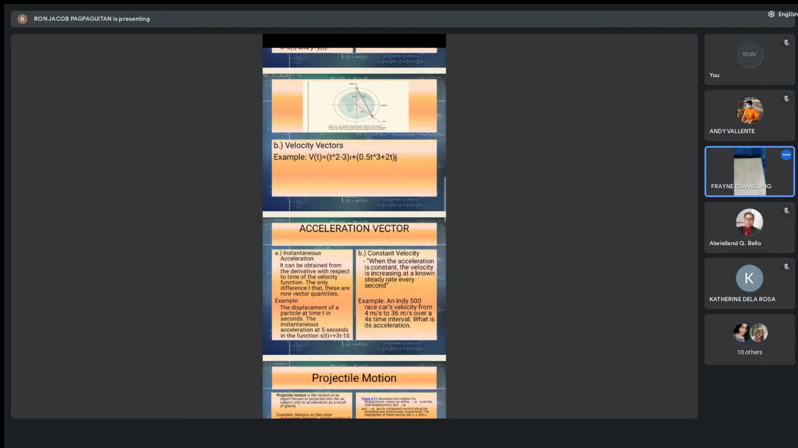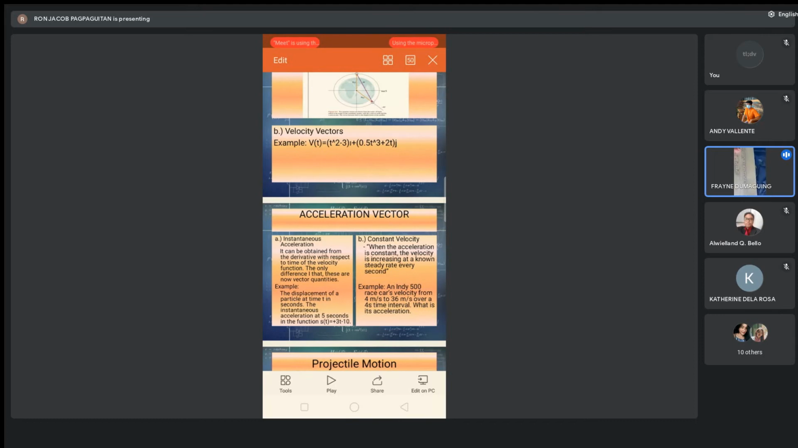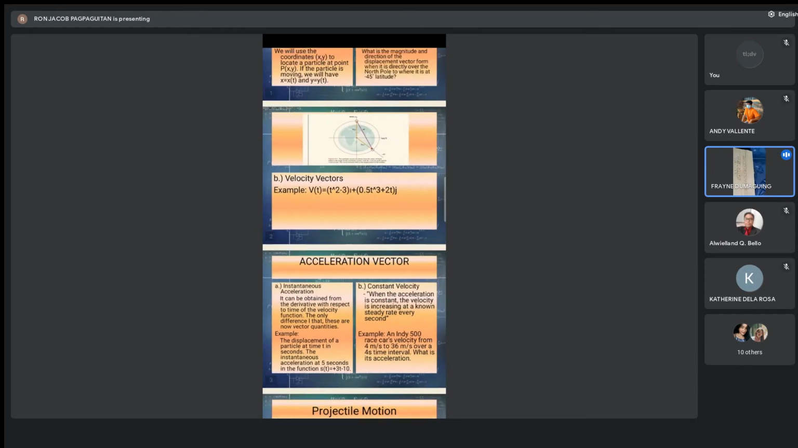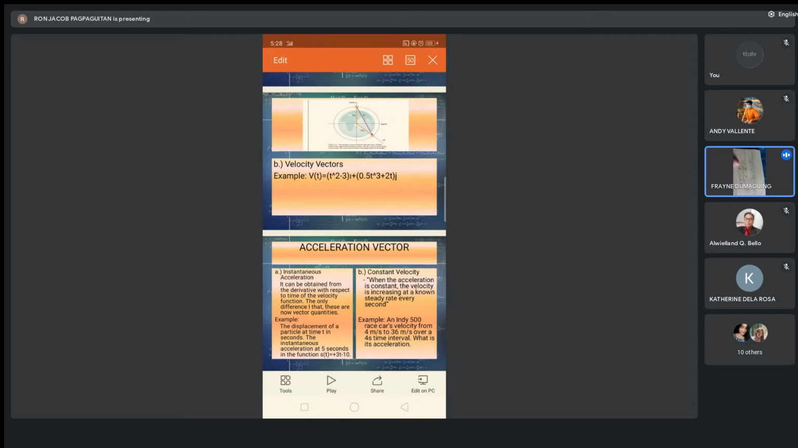So I have here an example. So naa koy function diri, which is v of t equals t squared minus 3 i hat. So i hat is a unit vector sa x-axis plus 0.5 t cubed plus 2t j hat. And j hat is a unit vector para sa y-axis. So here we have the equation, which is the velocity equals the displacement vector over time. So akong gibuhat diri, nag-assume ko nga naay motion nga nahitabo sa zero nga time ug sa two nga time.